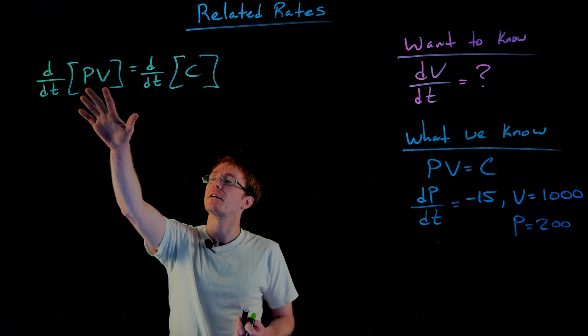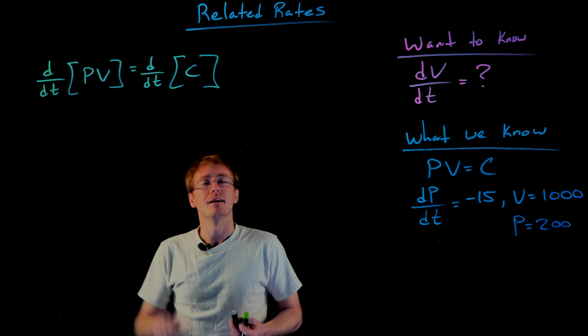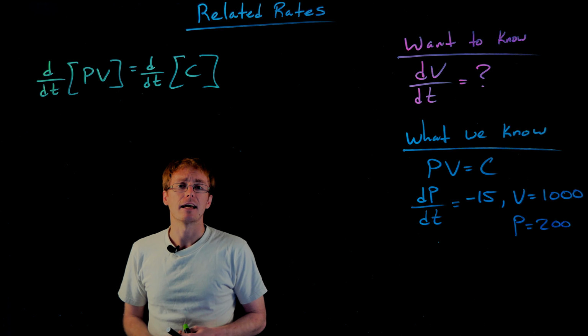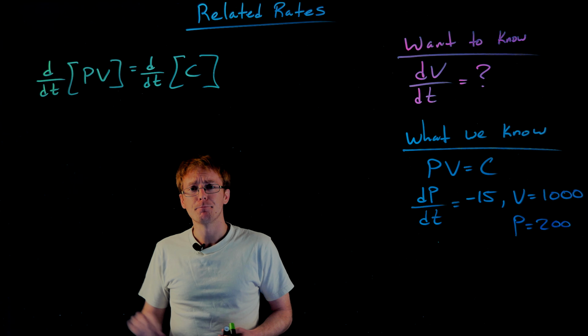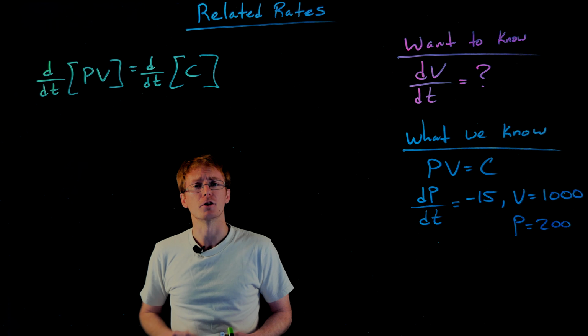And so we have to think of P and V, as well as C, even though it's constant, as functions of time. So if we want to differentiate the left-hand side, then we have a product of two functions of time.